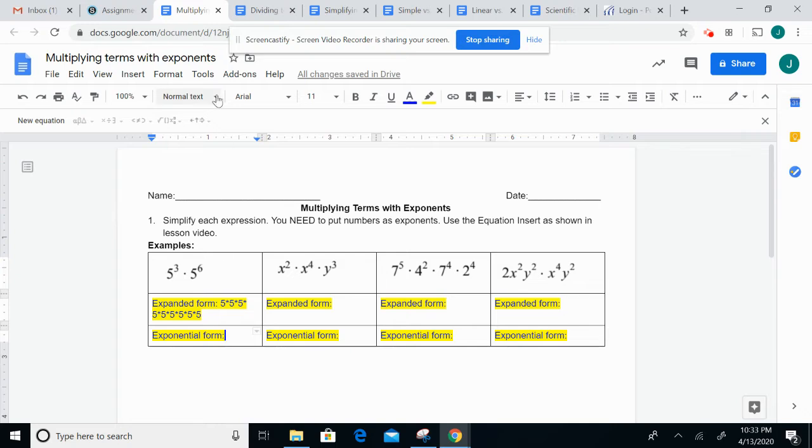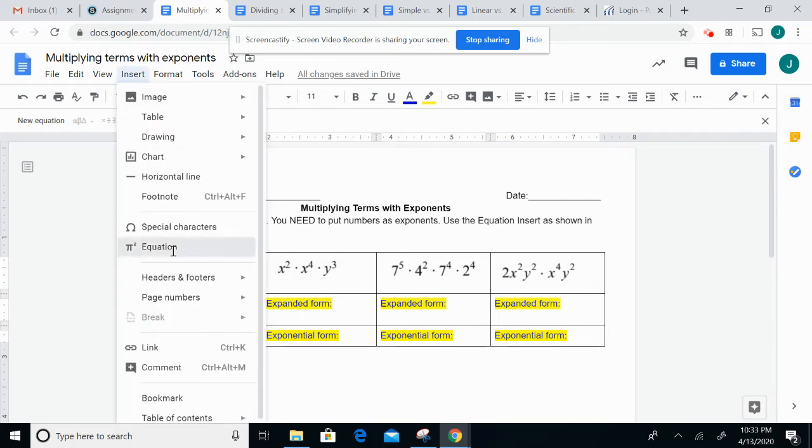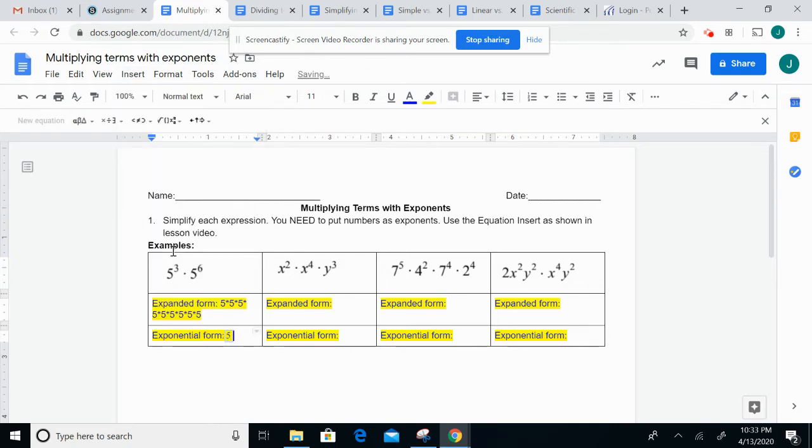So when it comes to exponential term, I'm going to want you to come to insert equation, and you're going to put 5. Now, to get the exponent, you're going to do shift 6. How many 5s did we have? We had 9.